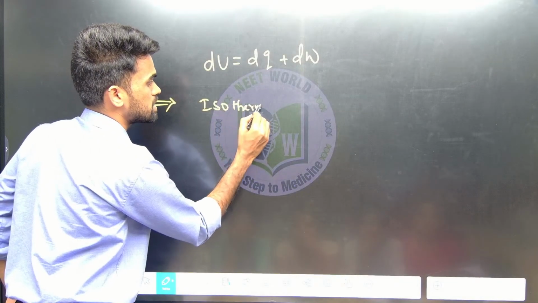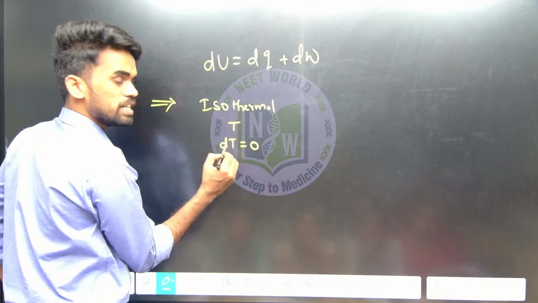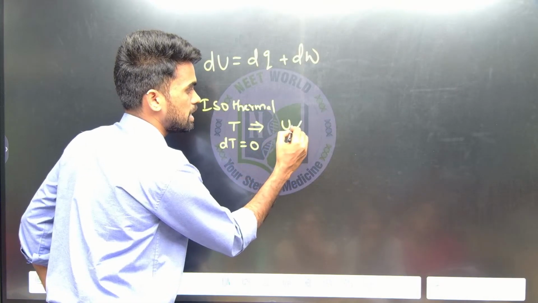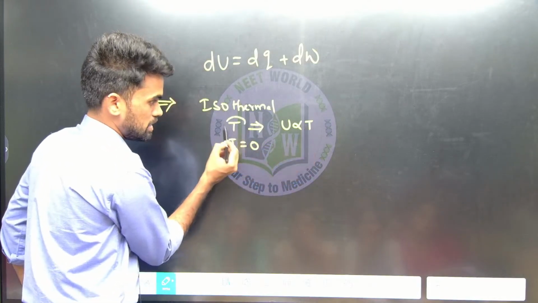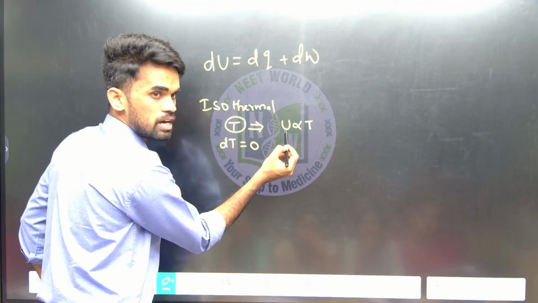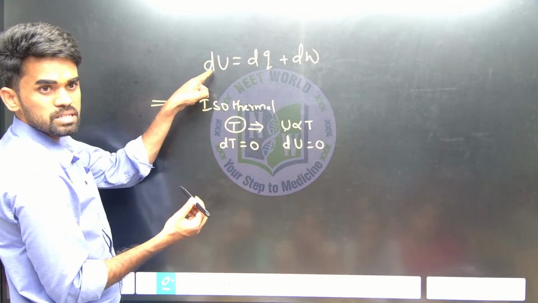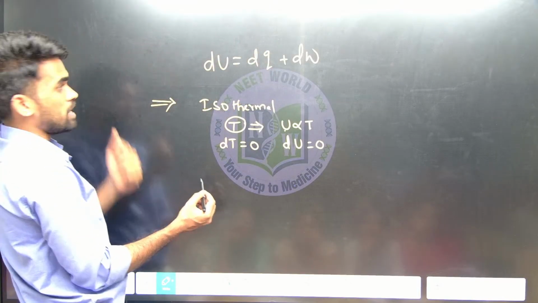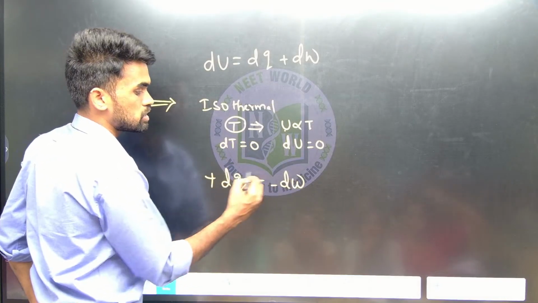what is constant? Temperature is constant. Change in temperature will be 0. Similarly, if temperature is constant, what about internal energy? Internal energy is proportional to T. So if T is constant, U is also constant, and its change will be 0. So this term becomes 0, and we can send one term to the other side. So what happens now? dQ equals minus dW.